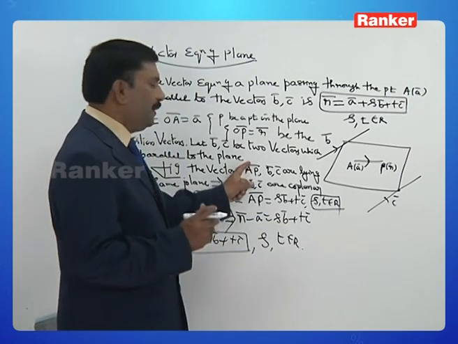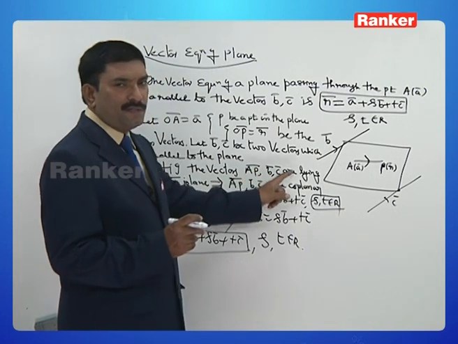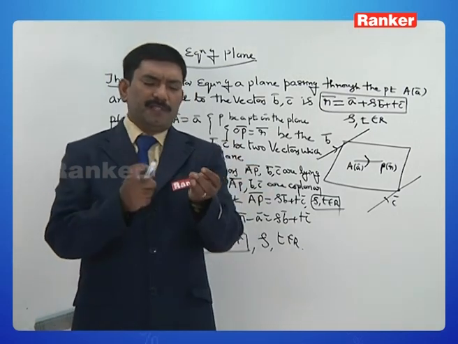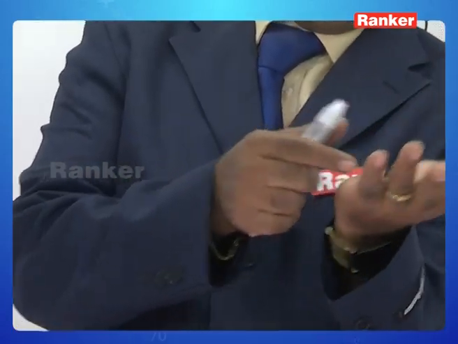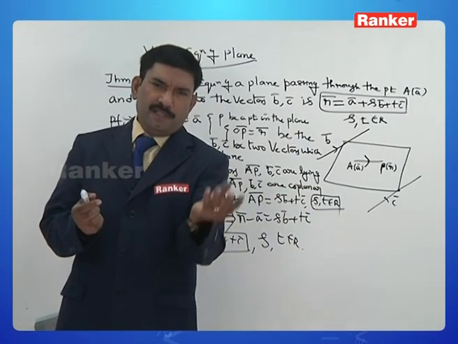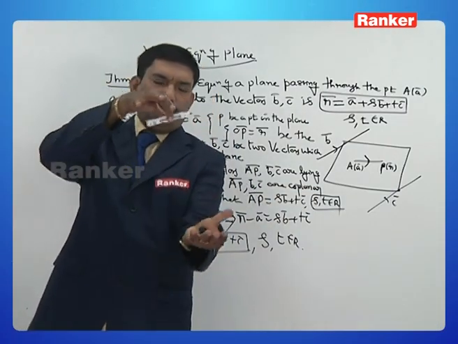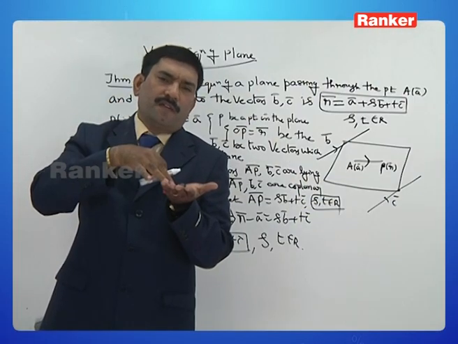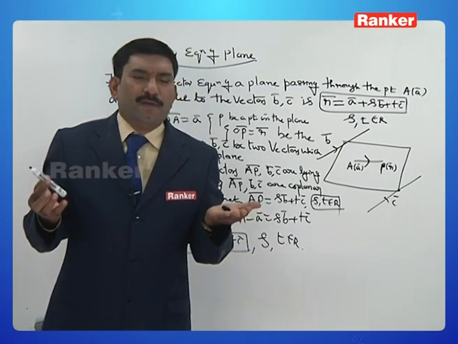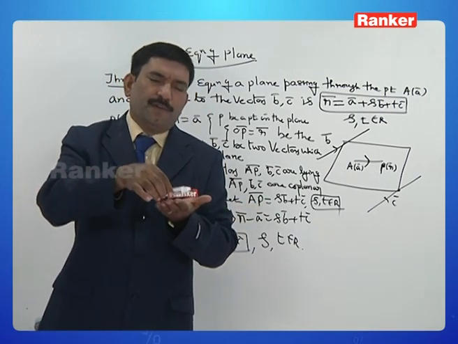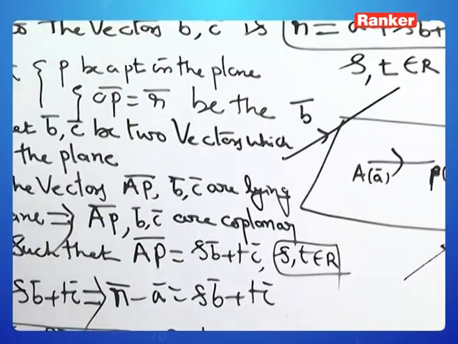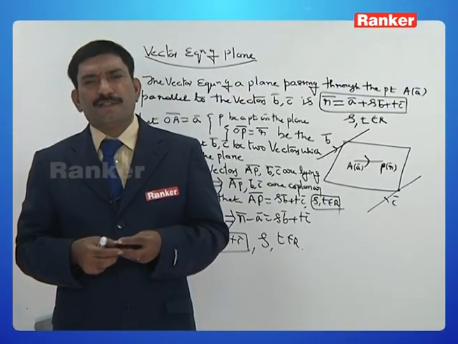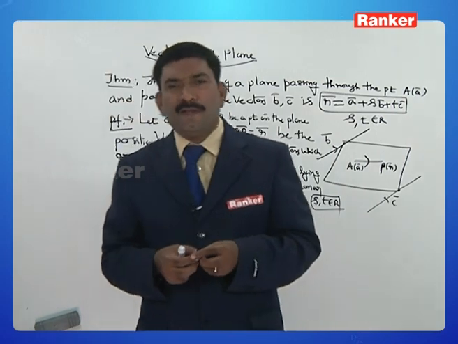The vectors AP bar, B bar, C bar are lying in the same plane. This is a plane which may contain AP bar, this is B bar, this is C bar. This plane may contain one vector, may contain 100 vectors. For all of them, these vectors are parallel. What's the definition of coplanarity? The vectors which are lying in the same plane are coplanar.